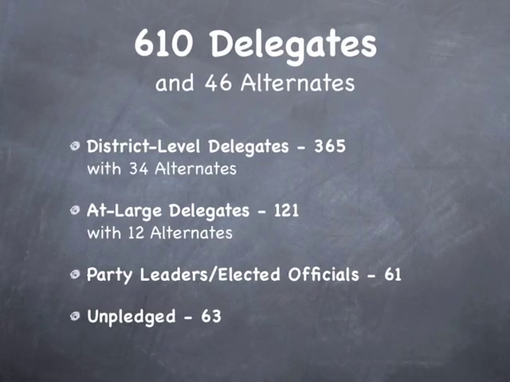Next, we will review the type of delegates California will be sending to the Democratic National Convention, as well as the number of different delegate types. As you can see, we are allotted 365 district-level delegates with 34 alternates, 121 at-large delegates with 12 alternates, 61 PLEOs, or party leaders and elected officials, as well as 64 unpledged delegates. These unpledged delegates are made up of California's members on the Democratic National Committee, members of California's congressional delegation, and California's Democratic governor.